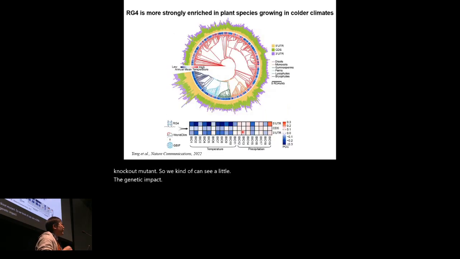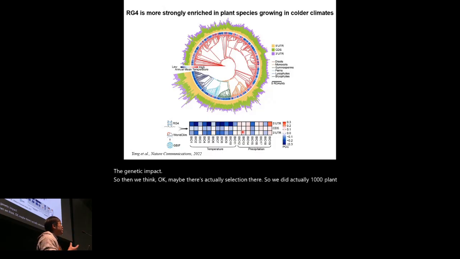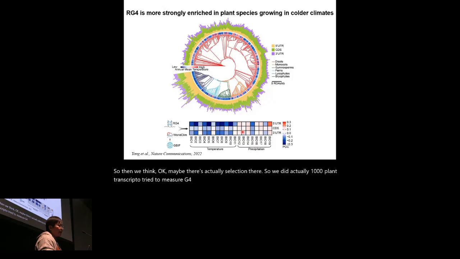So then we think, okay, maybe there's actually selection there. So we did actually 1,000 plant transcriptomes to try to measure G4 density. What we can find is G quadruplex is highly enriched in those plant transcriptomes where the plant habitats are in colder areas. So we can find a significant correlation between temperature and G quadruplex density in both 5'-UTR and 3'-UTR. So we think these G quadruplexes can be a potential stress sensor.